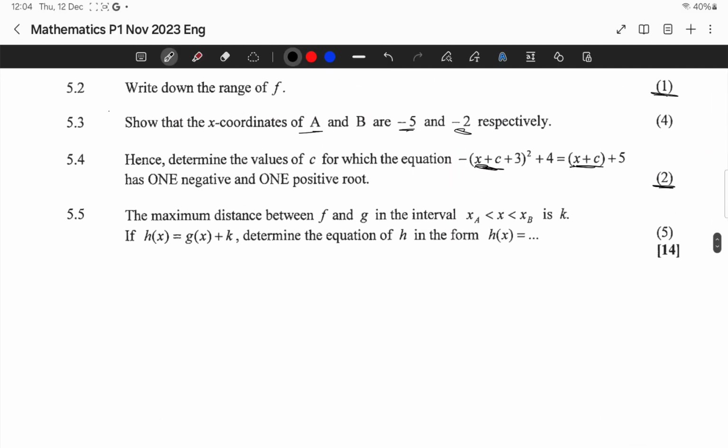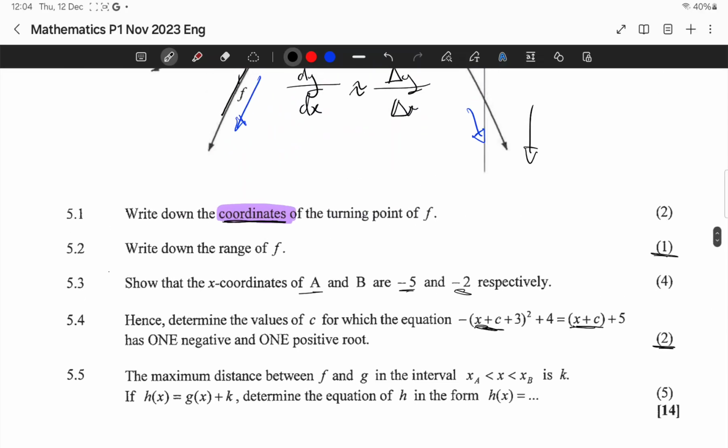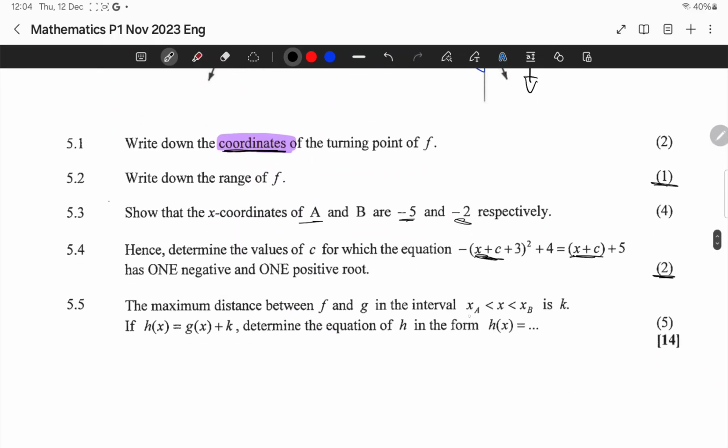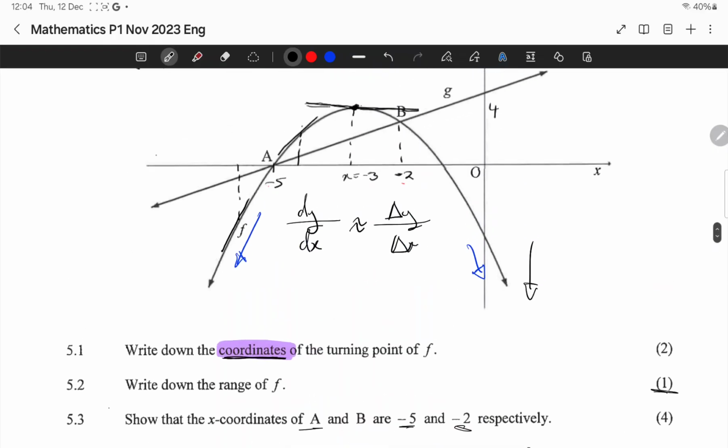They're asking you to determine an equation, to make up an equation where you have g of x and then you add the constant k, where the constant k represents the distance between the two functions. So between the two functions within this range, within this domain, where x at a and x at b.